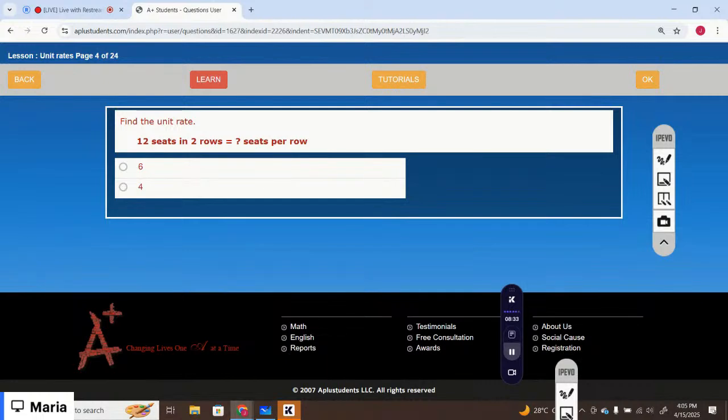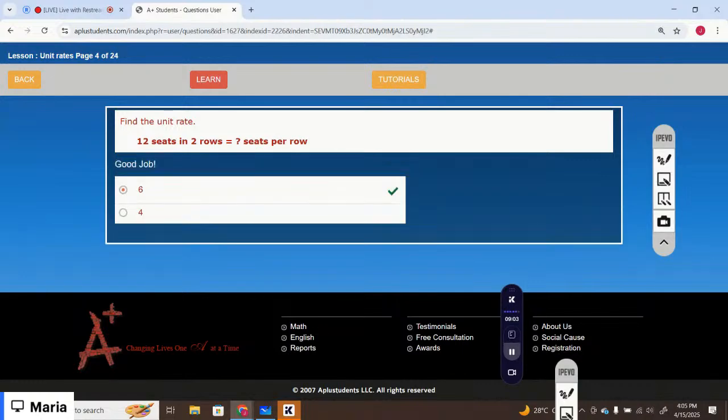Twelve seats in 2 rows. Find the unit rate. So which is the correct option? So 12 divided by 2 equals 6. That is 6 seats per row. Option number 1 is the correct option.